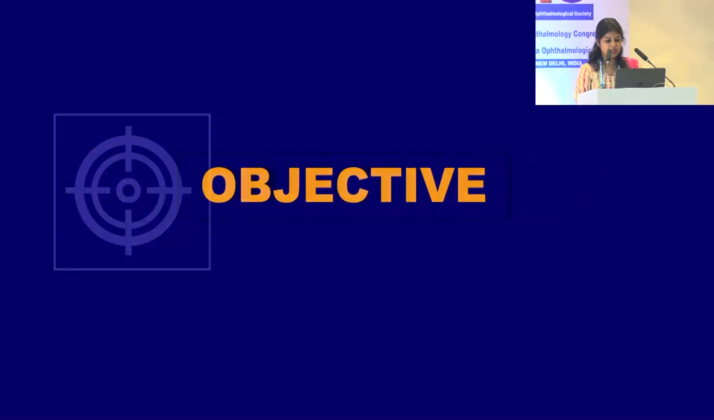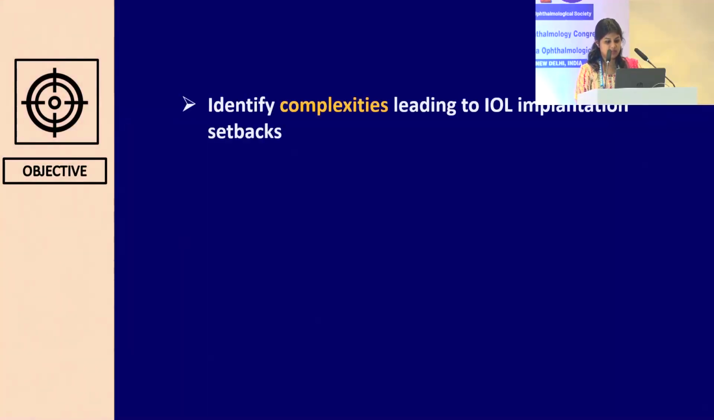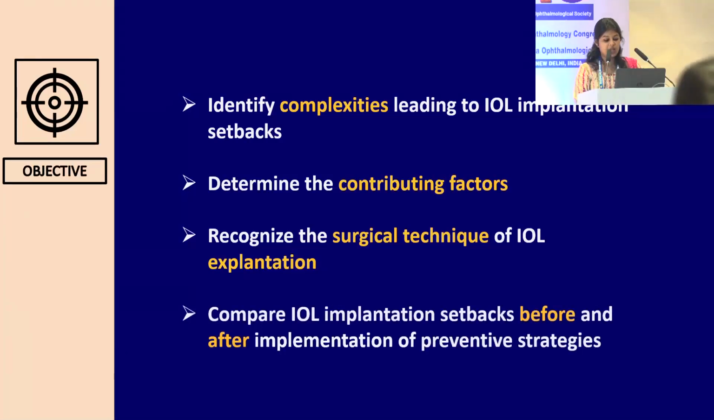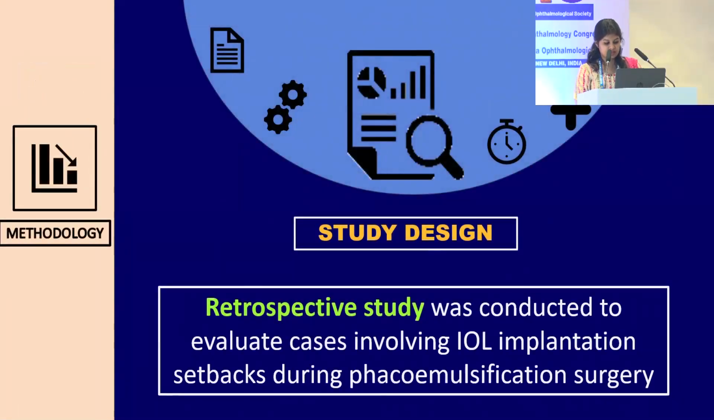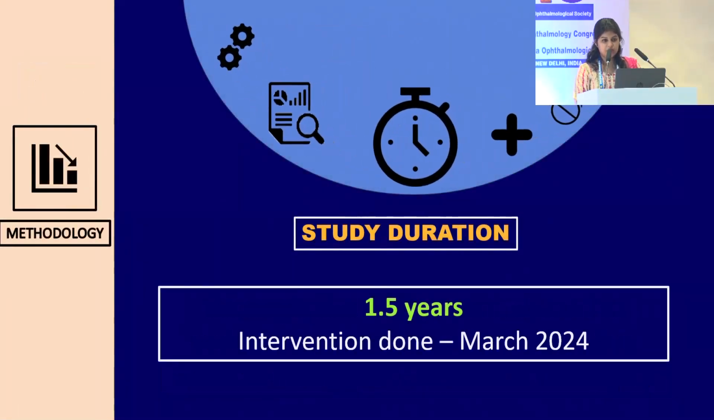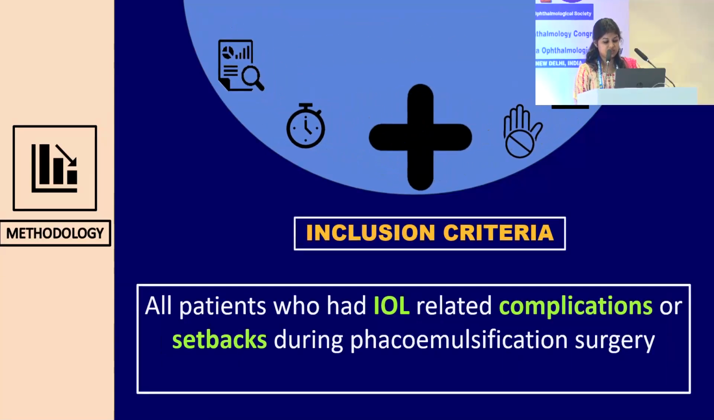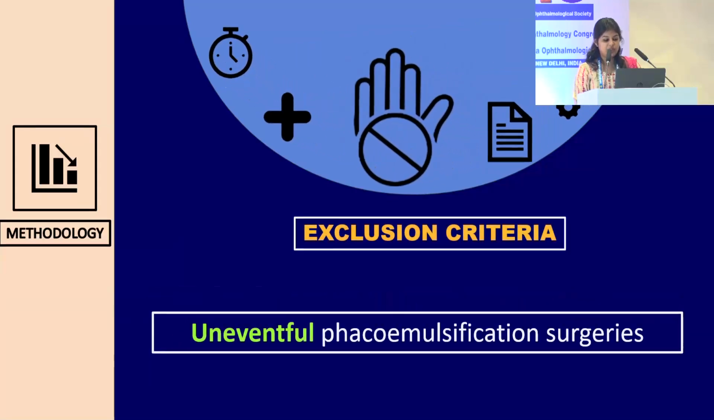We aim to identify the complexities leading to IOL implantation setbacks and determine its contributing factors, and also to recognize the surgical technique for IOL explantation if used, and to compare the IOL implantation setbacks before and after implementation of certain preventive strategies. This was a retrospective study done over a duration of 1.5 years. We included the phacoemulsification surgery cases that had IOL-related complications or setbacks, and we excluded all the uneventful phaco surgeries.